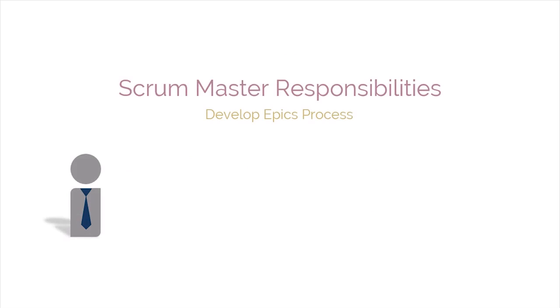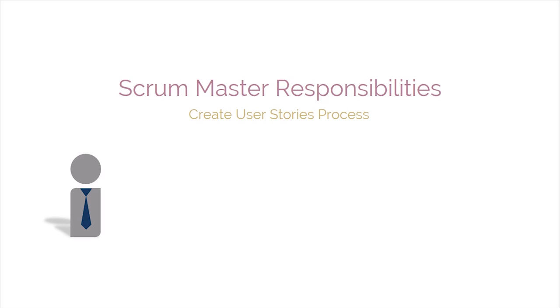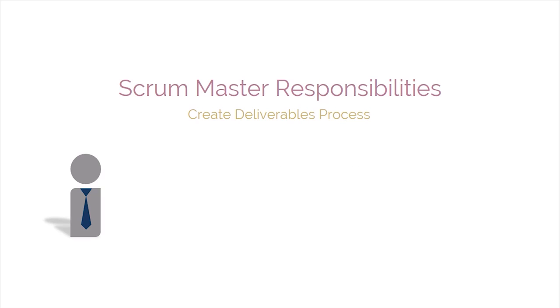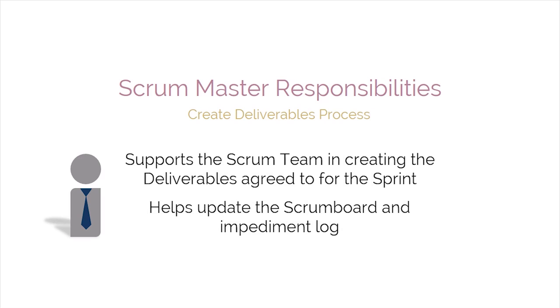For example, during the Develop Epics process, the Scrum Master facilitates creation of the epics and personas. Likewise, during the Create User Stories process, the Scrum Master assists the Scrum team in creating user stories and their acceptance criteria. And during the Create Deliverables process, the Scrum Master supports the Scrum team in creating the deliverables agreed to for the sprint and helps update the Scrum board and impediment log.